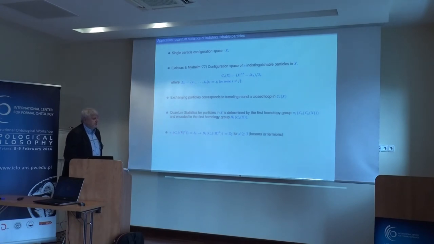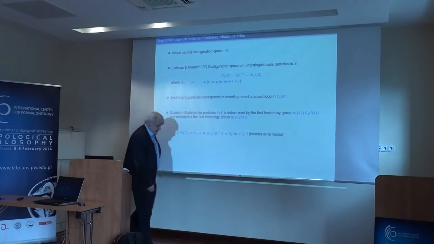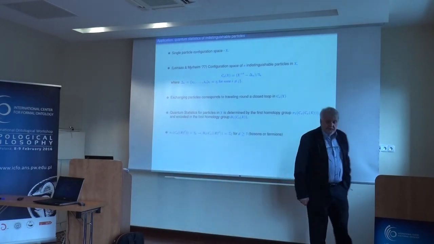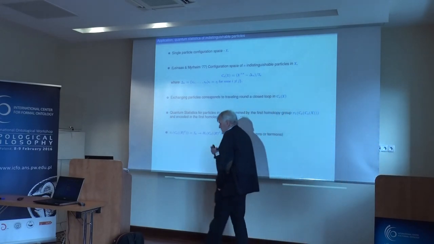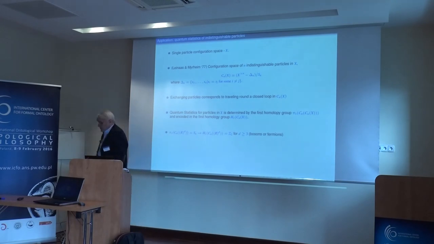So if you start with n particles in d dimensions, my X is now R to the power of d, so this is d-dimensional real space. If d is larger than or equal to 3, you can calculate this homotopy group, and very easily also this homology group. And this homology group turns out to be Z2. It means integers modulo 2, so plus or minus 1, you can say. So this is exactly the situation when you can have only bosons and fermions.